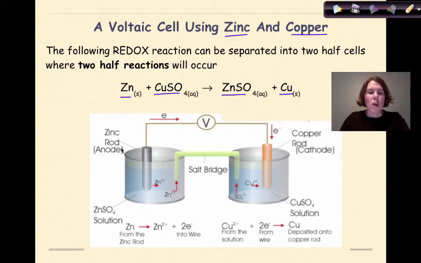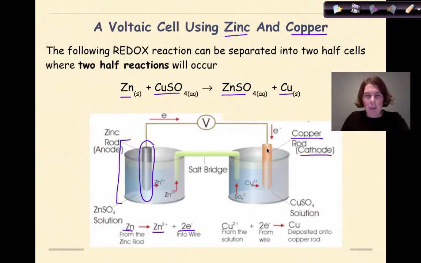So again, in one half cell we're going to have our zinc electrode and our zinc sulfate solution. Our zinc electrode right here is going to undergo oxidation. So zinc, and then it says from the zinc rod. The zinc is going to undergo oxidation and become zinc plus 2 and produce 2 electrons. At the same time, we have the copper electrode, which is known as the cathode because that's the less active metal. We have our copper 2 sulfate solution.